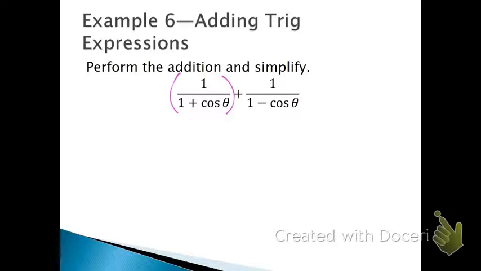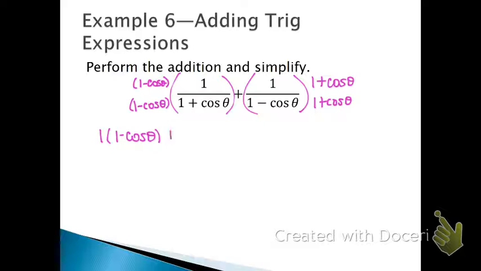So you're going to multiply this one by 1 minus cosine. And what you do to the bottom, do to the top. And you'll multiply the second one by the 1 plus cosine. And what you do to the bottom, do to the top. Alright, so when we multiply these, we get 1 times 1 minus cosine plus 1 times 1 plus cosine over 1 minus cosine times 1 plus cosine.